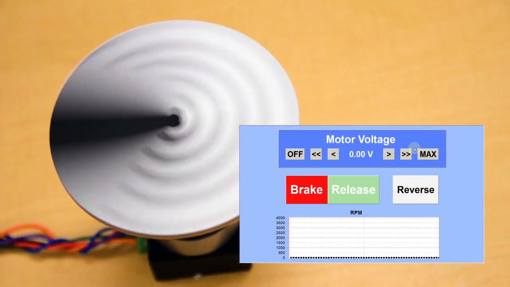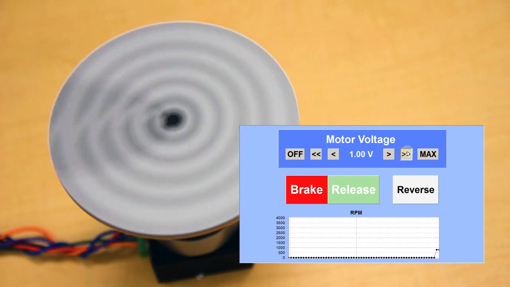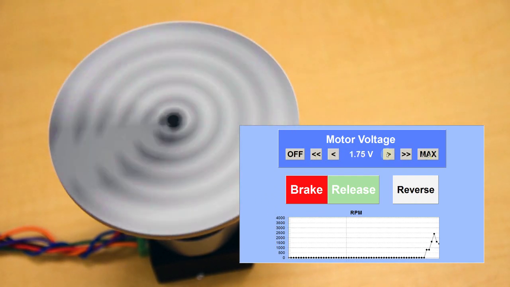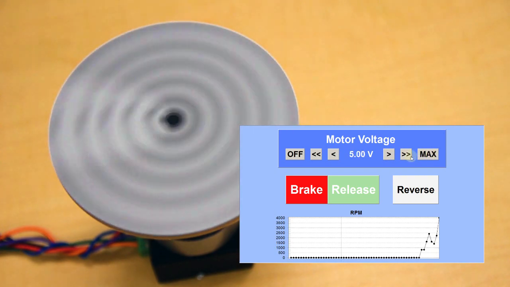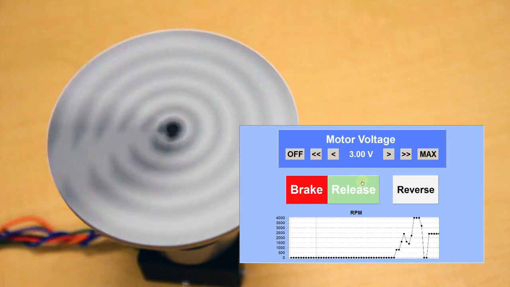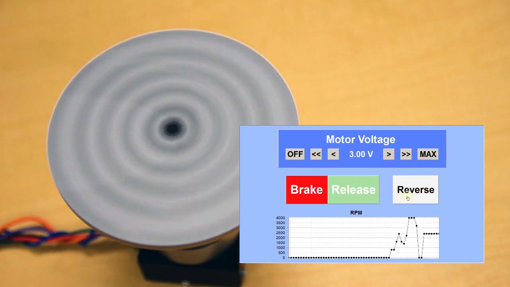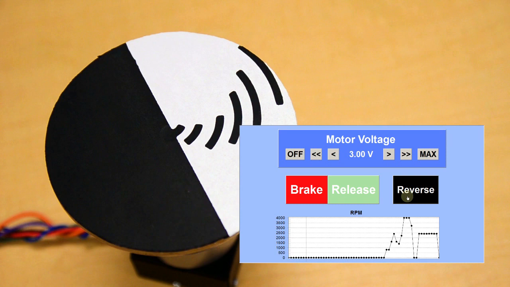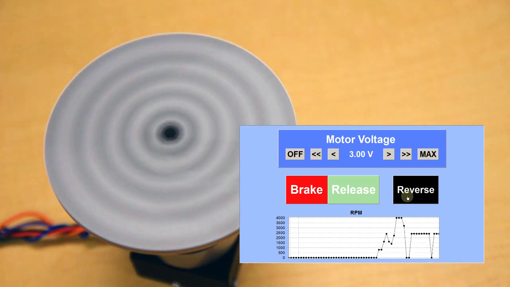As we increase the motor control voltage, the motor speeds up, and it slows down as we reduce the voltage. We can't set the control voltage higher than 5. Setting the motor to 0 slows the motor to a stop. Hitting the brake stops the motor quickly. Clicking the release lets it resume its set speed. Clicking the reverse button starts the sequence that stops the motor before it reverses. Notice how the RPM graph tracks all of the changes that we made.